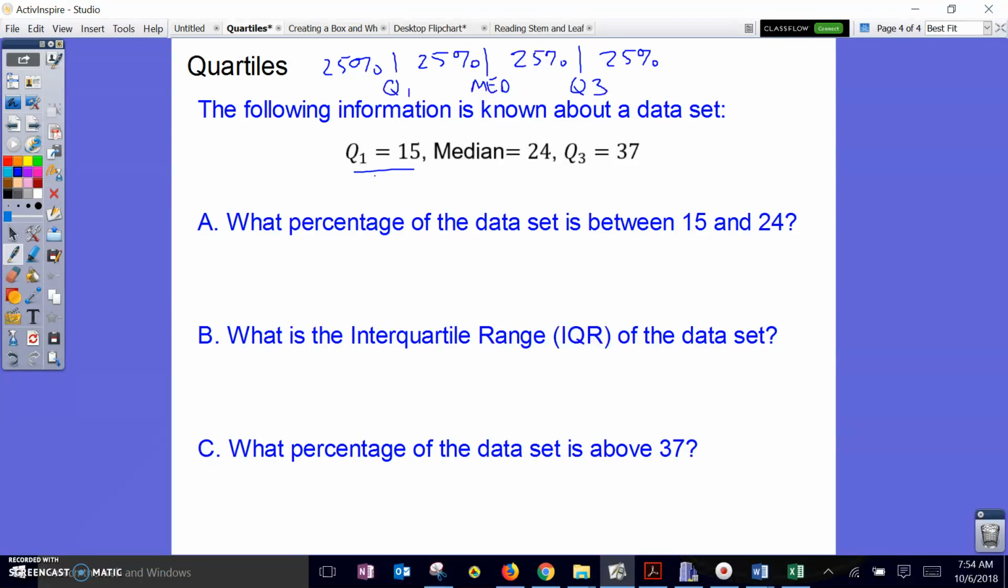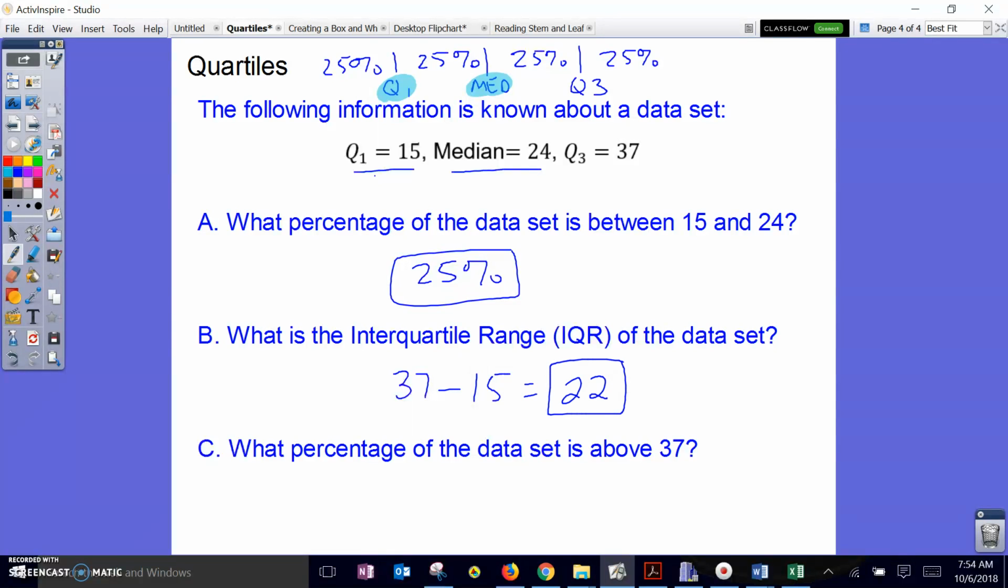So that's between quartile 1 and the median. And so 25% of our data is in between those two values. The interquartile range, easy enough. All I do is take quartile 3 minus quartile 1. So the interquartile range is 22. And then the last question here, what percentage of the data set is above 37? 37 is quartile 3. So 25% of the data is above that.